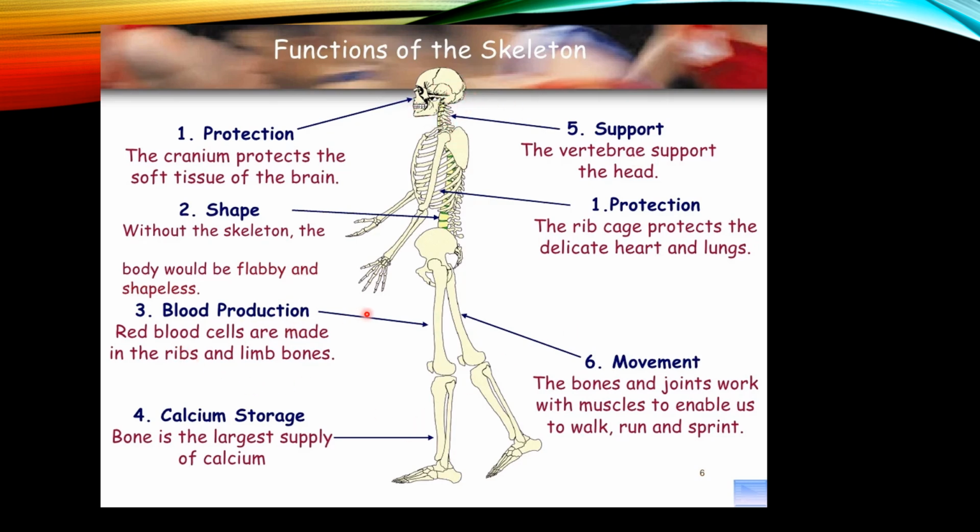Next is blood production. Red blood cells are made in the ribs and the long bones of the body, like the limb bones. Movement. Bones and joints work with the muscles to enable us to walk, run and sprint. So bones and joints together with the muscles help us to walk or run.